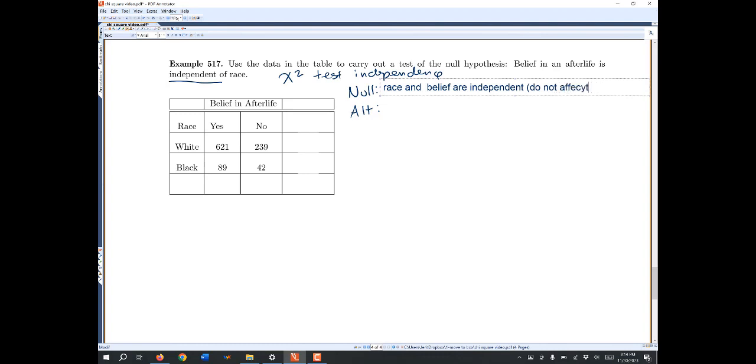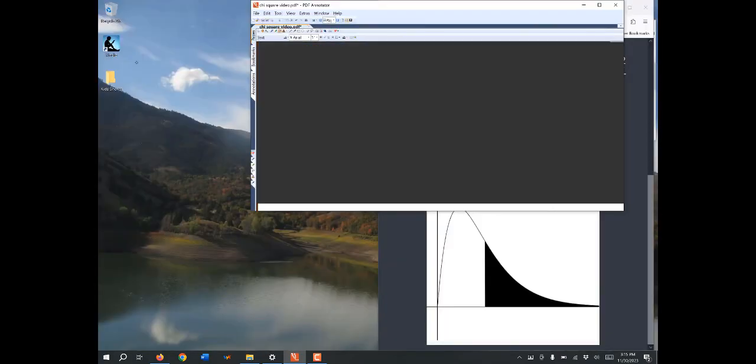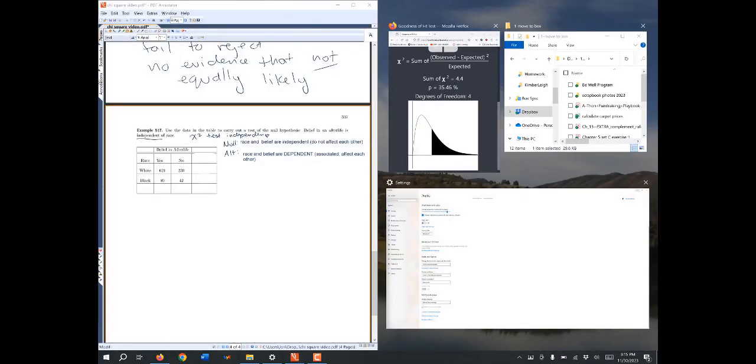Sorry, I have a really tiny keyboard. My alternative then is that race and belief are dependent. They are associated or affect each other. We hesitate to say affect each other because we don't like to say cause and effect. However, that's what dependent means. So sometimes we like to say associated, meaning that they tell us information about each other, even if it's not a cause and effect relationship.